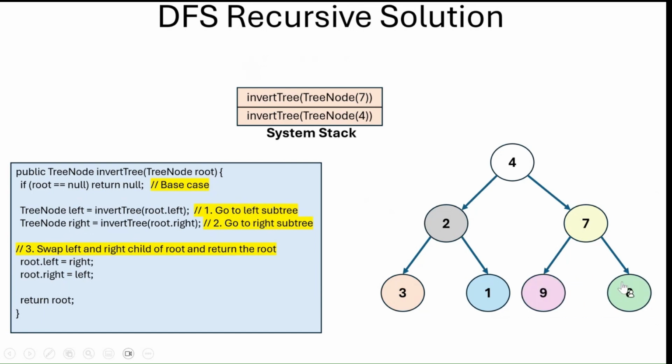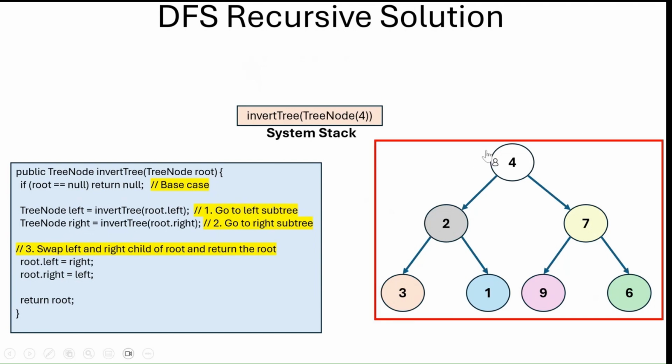So the nodes will be swapped, and we will return node 7 to the previous function execution, which is invertTree with node 4 as the root for this whole tree. Now we saw that the left subtree and right subtree for this node 4 are inverted, right? So we divided this whole tree into subtree problems for the invert logic.